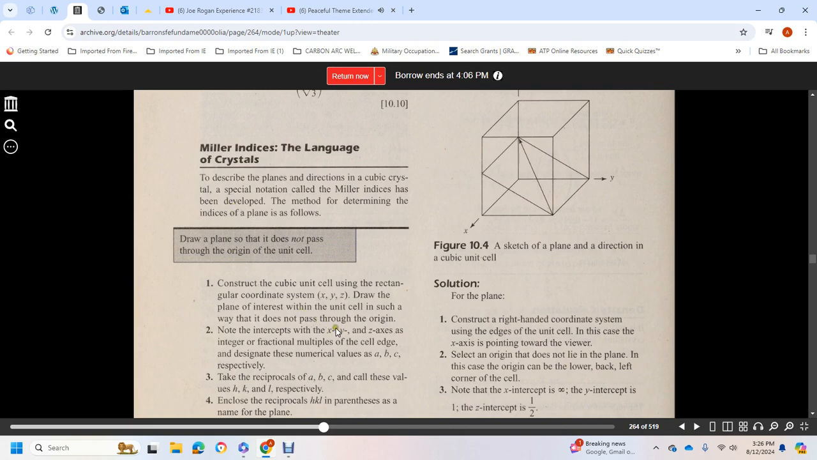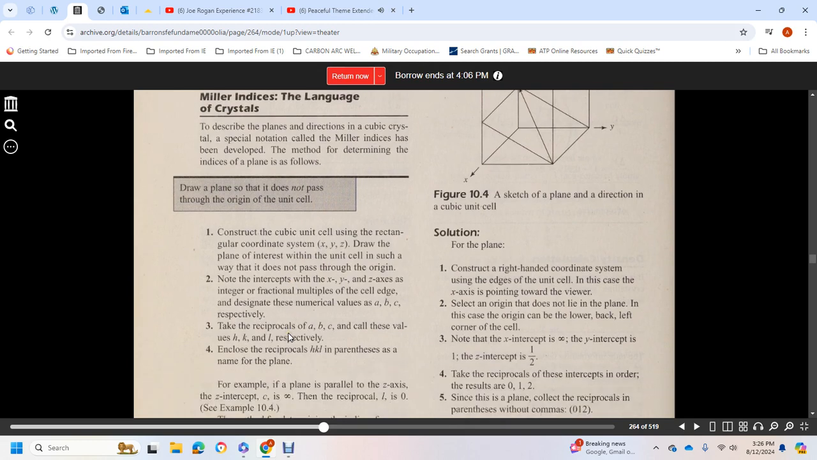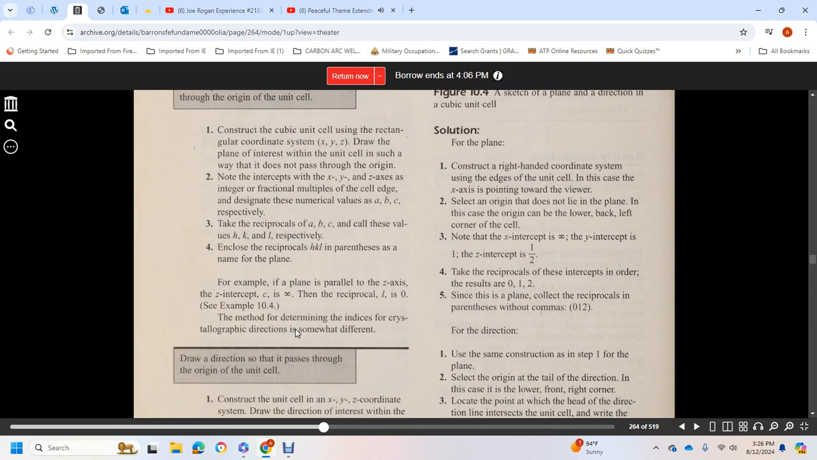2. Note the intercepts on the x, y, and z axes as integers or fractional multiples of the cell edge, designated with the numerical values a, b, c respectively. 3. Take reciprocals of a, b, c. Call these values h, k, l, and enclose the reciprocals h, k, and l in parentheses as the name of the plane. For example, if the plane is parallel to the z-axis, the z-intercept c is infinite, therefore the reciprocal l is 0.